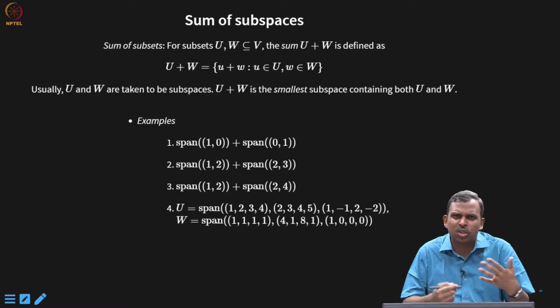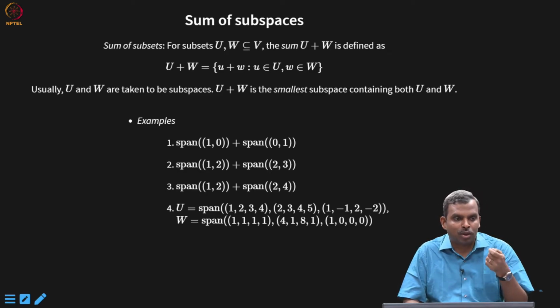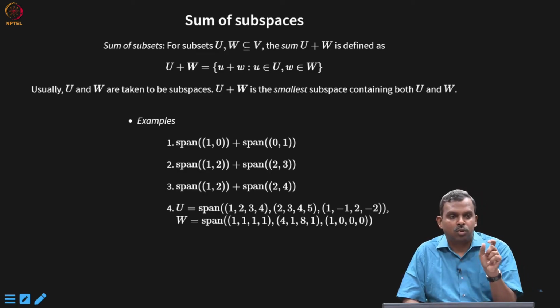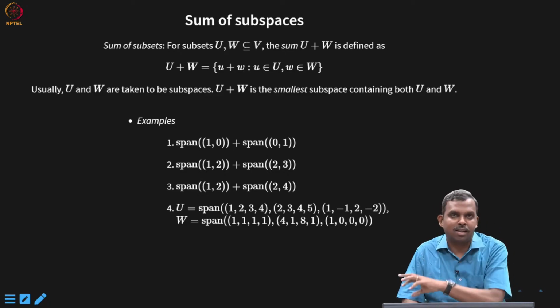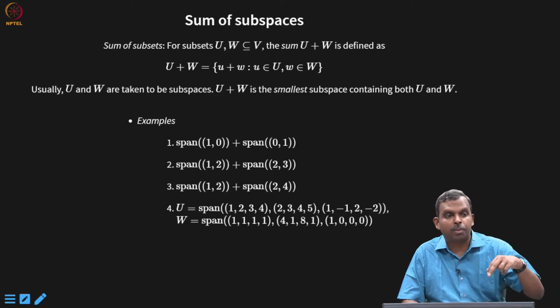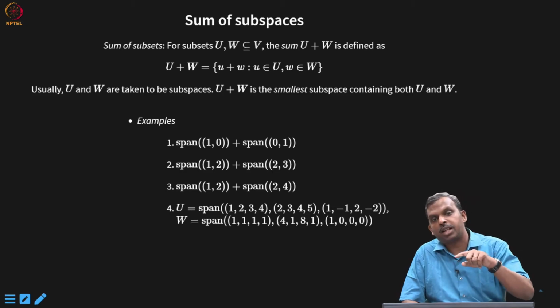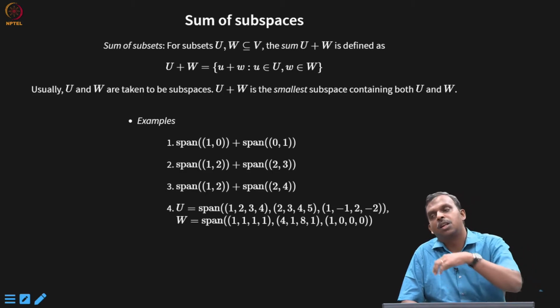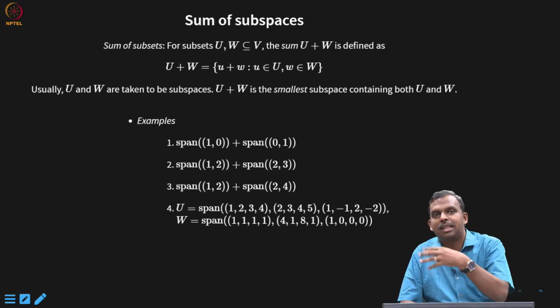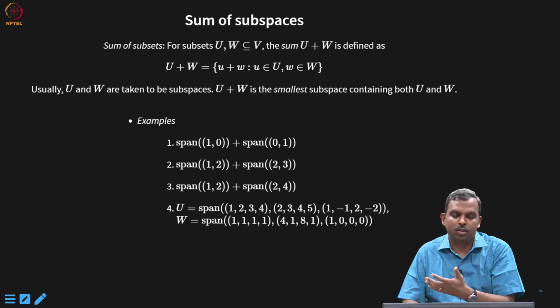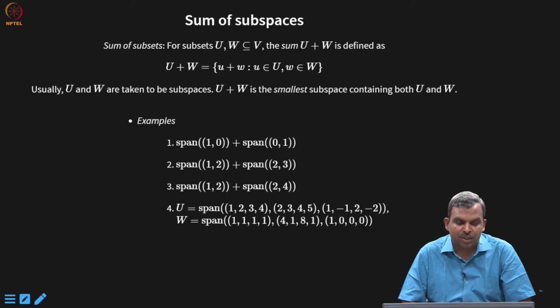So it's a natural definition. When you say one vector plus another vector, you add them, you get another vector. Now, the first vector you can pick from a set U, another vector you can pick from a set W. So when you add all possible combinations like this, you will get a much bigger set, and that set we call U plus W. A natural extension.